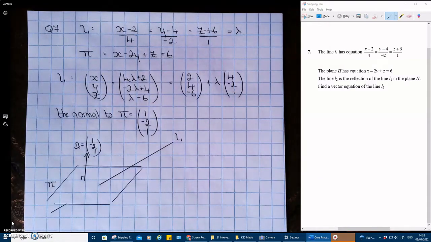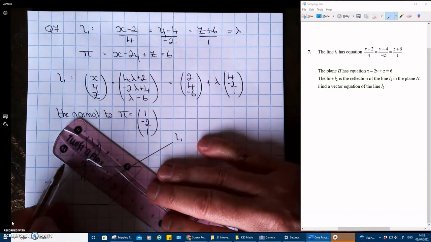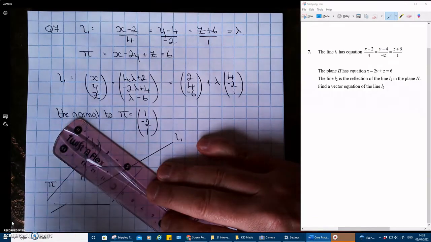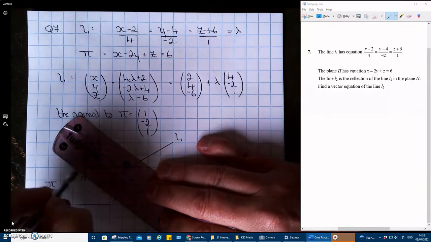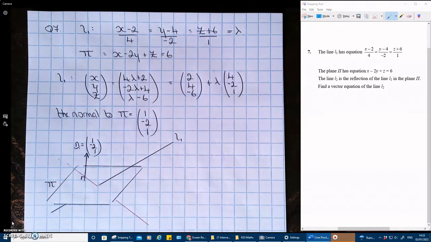Okay, now it asks us to find the equation of L2, which is a reflection. It's going to be quite hard to draw this, but in a different colour. Hopefully you get the idea. So it's going down through the plane and then down here somewhere. Okay, so reflection in the plane.